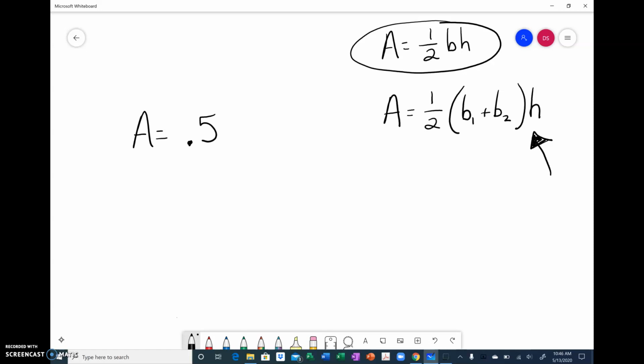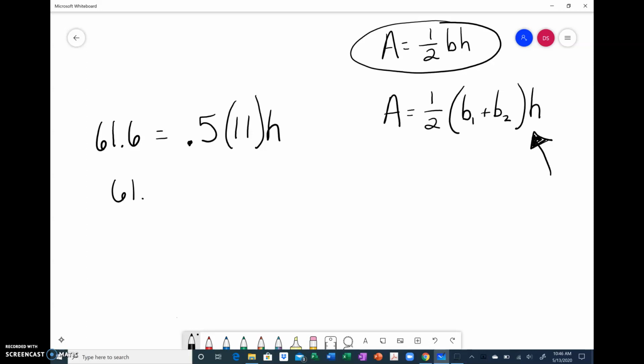And, oh, I didn't plug in what I know. They told us the area for number 4. So I'm going to put 61.6 here equals, now I plug in from my formula, 1/2 or 0.5 times a base of 11 times, I don't know the height, so I put the h. Now I have one variable to solve for, so this takes us back to a previous chapter. We're just solving for the variable. We need to get h alone. I can use a calculator if I want to for this. I know that half of 11 is 5.5, and then I have my variable.